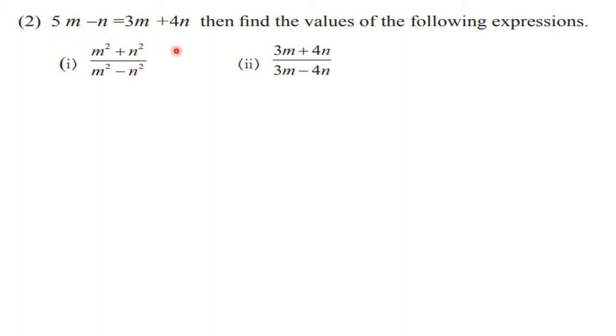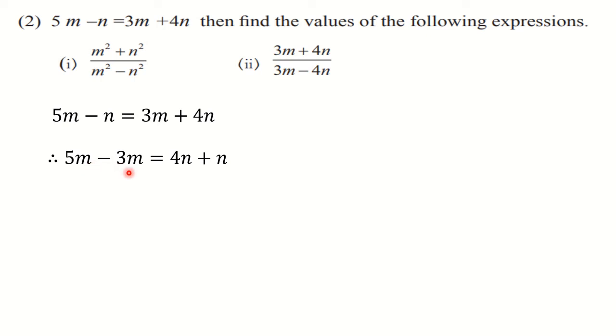Instead the equation is given. So by using that equation, first of all you need to find m upon n. Start with what is given to you, that is 5m minus n is equal to 3m plus 4n. Now let us equate the like terms. This 3m we will shift to the LHS and this minus n we will shift to the RHS. So we will get 5m minus 3m is equal to 4n plus n. 5 minus 3 is 2, so the subtraction gives 2m, and 4 plus 1 is 5, so the addition gives 5n. So we get 2m is equal to 5n.